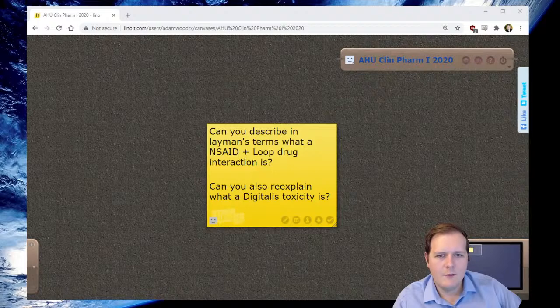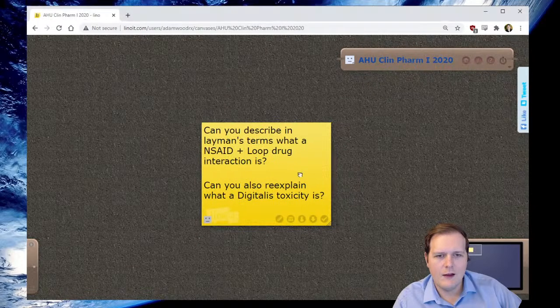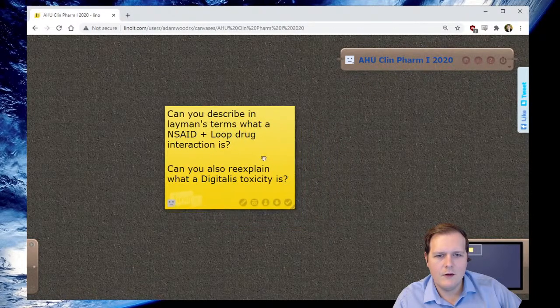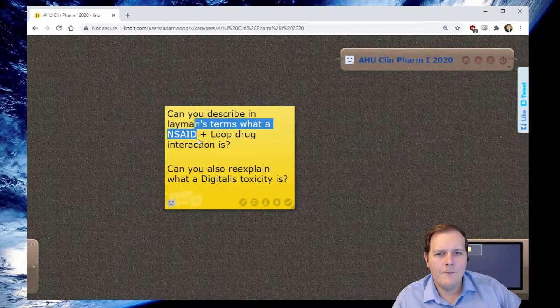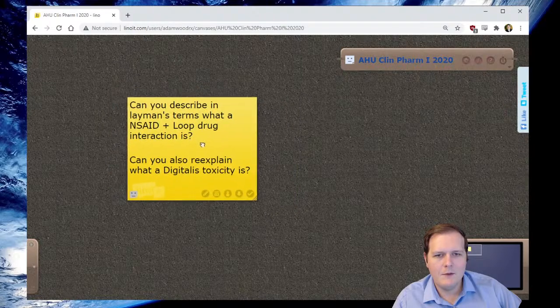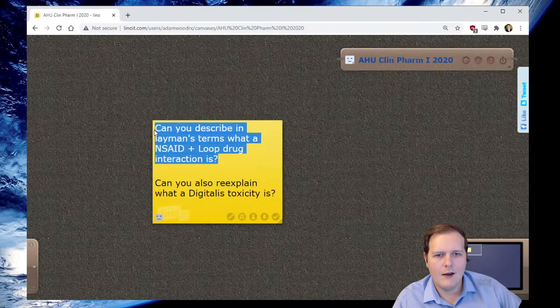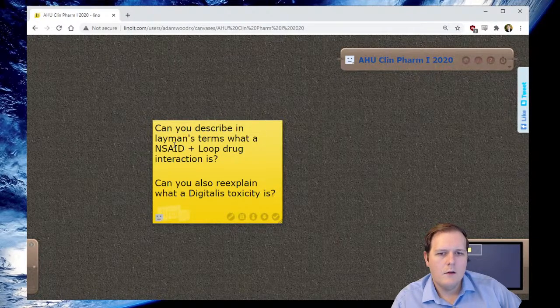So can you describe in layman's terms what an NSAID plus loop drug interaction is? Can you also re-explain what a digitalis toxicity is? I'm going to talk about digoxin later, so we'll get to that later on. So can I describe in layman's terms what an NSAID plus loop drug interaction is? Well, you guys aren't lay people anymore. You should be medical experts, right? No. Loop diuretics. All right, let me go back to the picture here.